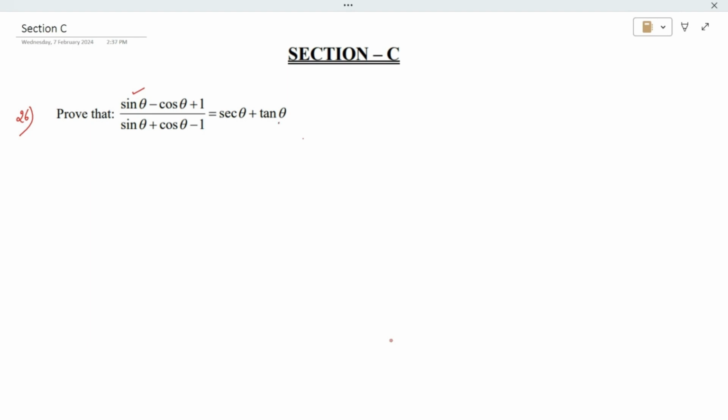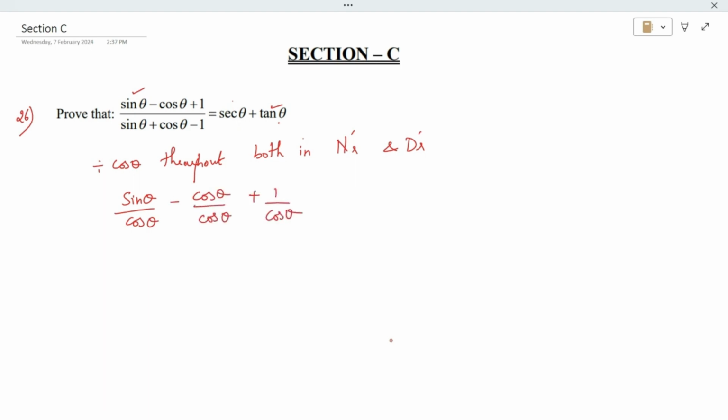Sin by cos is tan. So similarly, cos theta by cos theta will become 1. If I divide 1 by cos theta, I will get secant theta. So I can divide by cos theta throughout, both in the numerator and in the denominator. Numerator is specified by nr and denominator I'm specifying in short form as dr. So I'm going to divide every term by cos theta: cos theta by cos theta plus 1 by cos theta, divided by sin theta by cos theta plus cos theta by cos theta minus 1 by cos theta.